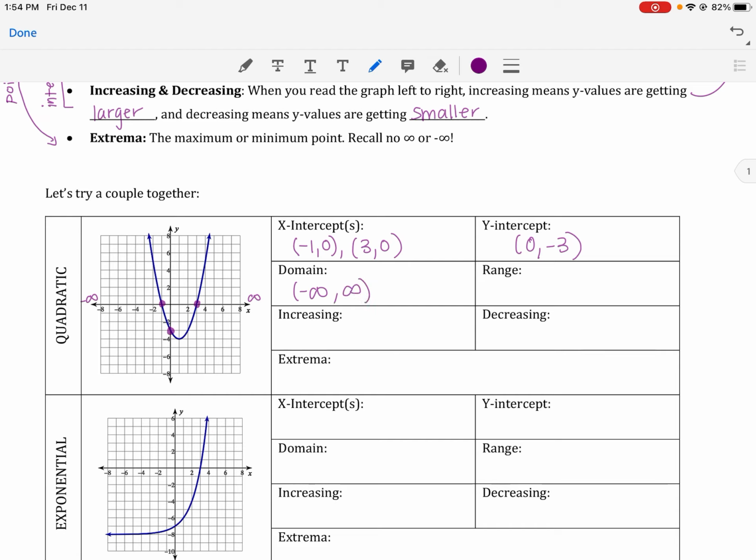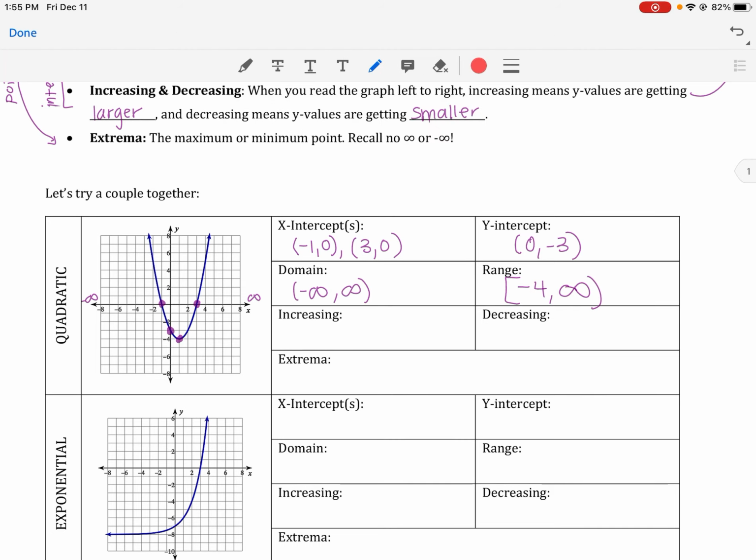Okay, range, now we care about how low and how high. The lowest spot on my graph is down here, where that y value of -4 is. So -4 is the lowest, and the highest goes to infinity. The infinity would get a parenthesis, and the -4 gets a bracket because it actually touches that point.